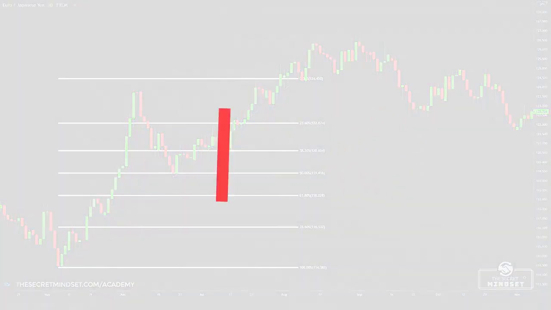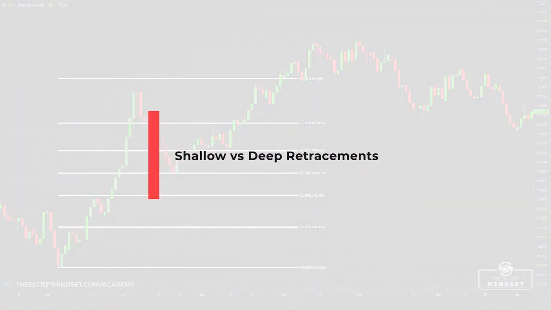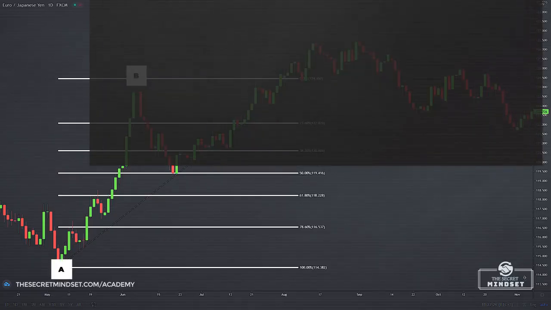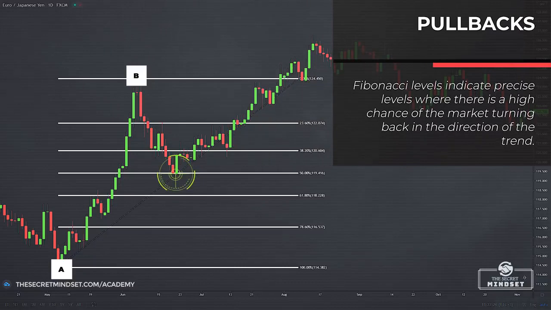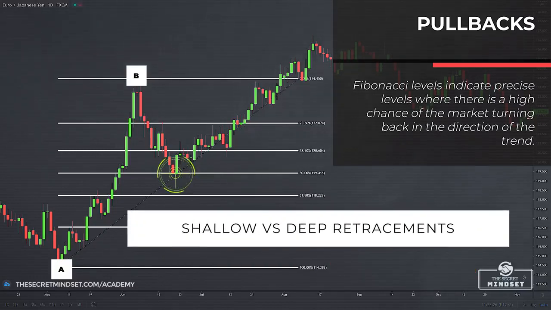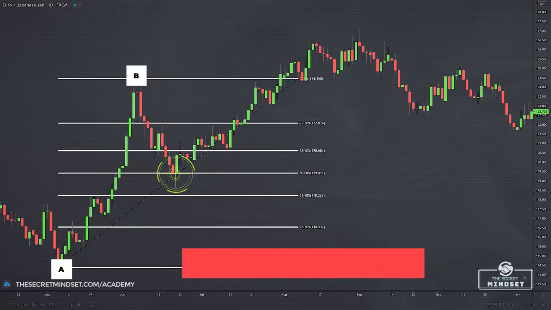Number 4. Shallow versus deep retracements. In trending or impulsive markets, the Fib levels indicate precise levels where there is a high chance of the market turning back in the direction of the trend. Basically, Fib levels provide areas of interest to watch on pullbacks. There are 2 main types of pullbacks using Fibonacci: shallow and deep retracements. If you correctly analyze the strength of the trend, you will have high probability areas to take trades.